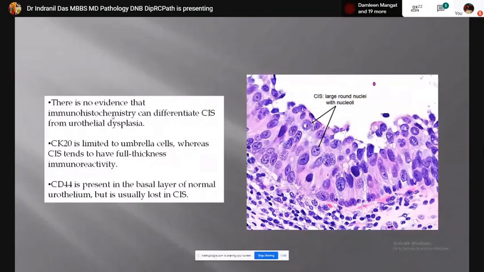Now, there is no immunohistochemical stain that can differentiate between carcinoma in situ and urothelial dysplasia, but CK20 and CD44 are sometimes used. CK20 is normally present in the umbrella cells, but in carcinoma in situ there is full-thickness staining with CK20. CD44 is generally expressed in the basal layer of the urothelium, but this expression of CD44 is lost in carcinoma in situ.